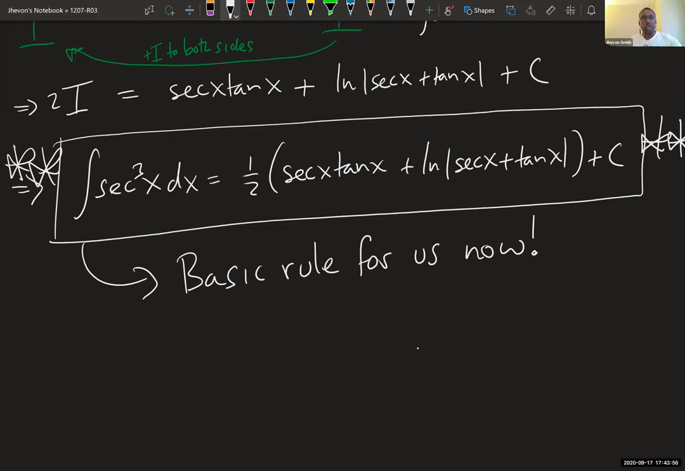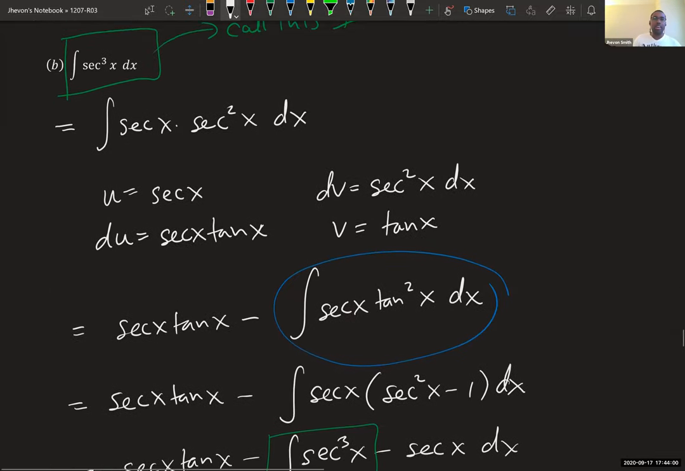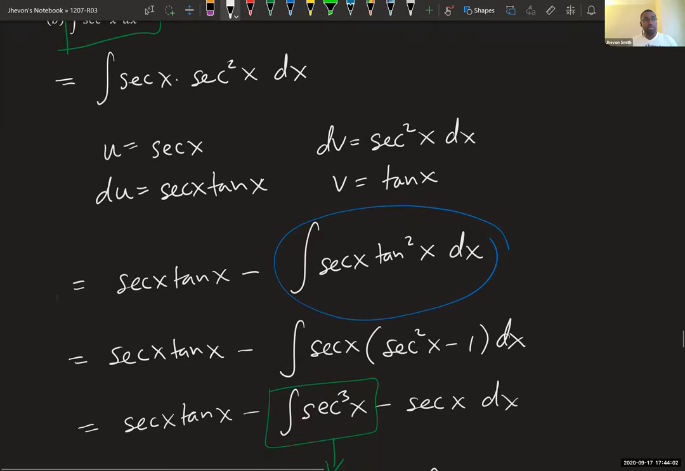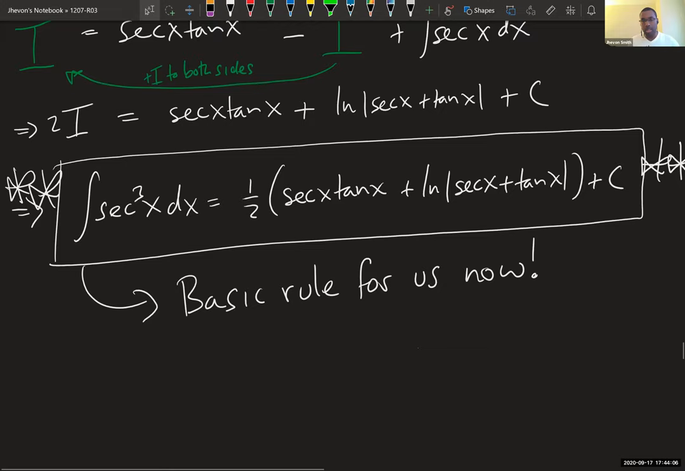It's actually worth knowing it because you wouldn't want to have to do this whole integration by parts derivation every time you see a secant cubed. Surprisingly, they show up more often than you would think. Secant cubed, I think, is actually something worth memorizing. So for us, this is now a basic rule.